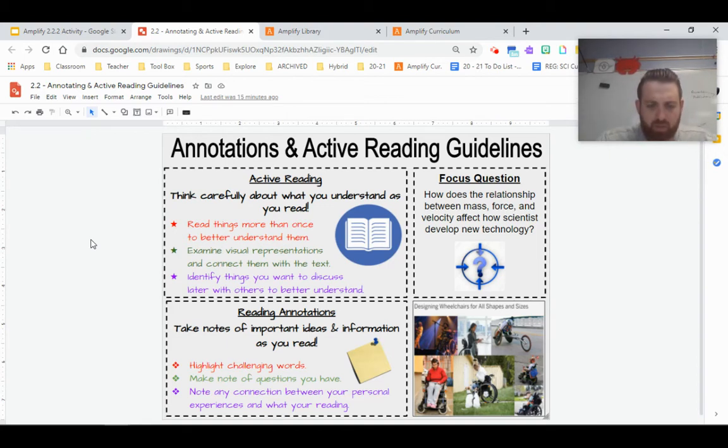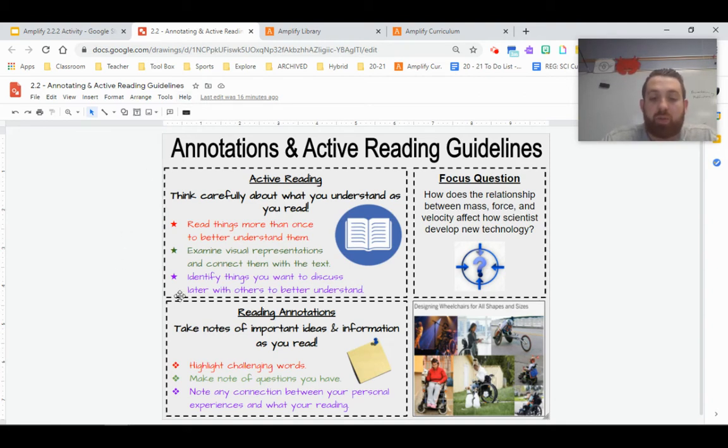So if you remember, we talked about how active reading is where we have to think carefully about what we understand. And we've already read the article once, so we should have a foundation as to what the article is about. And we've already previewed and examined the different pictures and diagrams as well. As we dive into our reading annotations, we're hopefully going to identify things that either we have questions on or things that we would like to discuss, so that can help us have a deeper understanding as well.